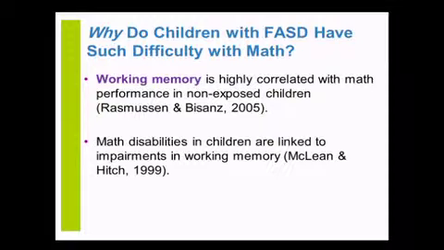And so when we look at other populations, we do know that working memory is actually highly correlated with math performance in non-exposed, typically developing children. So working memory is important for doing math in other populations. And when we look specifically at children that have diagnosed math disabilities, it's also directly linked to impairments in working memory that they have. So we do know in other populations that working memory is one contributing factor to math disability.